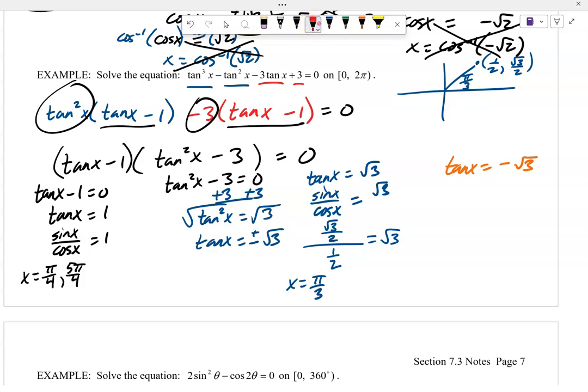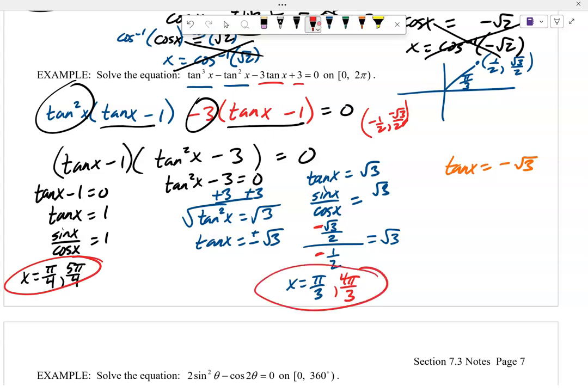And if they're both negative, so down here, sine is negative root 3 over 2, cosine is negative a half. That'll work as well. So that would be at 4 pi thirds. Okay, that's where the tangent is positive root 3. So far we have these two answers. Now let's do the one in orange here.